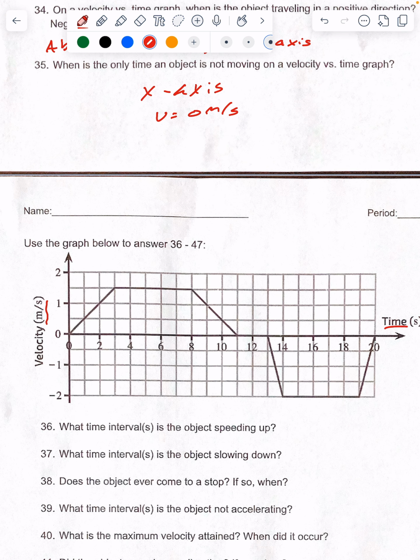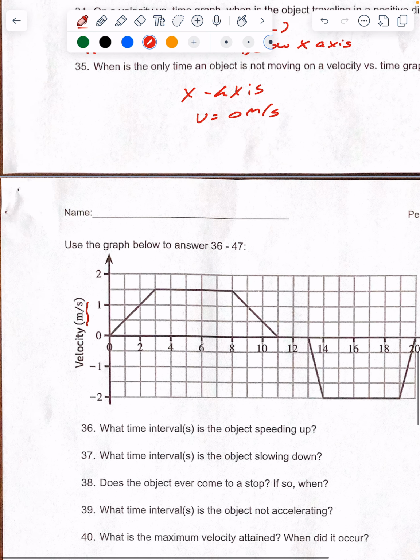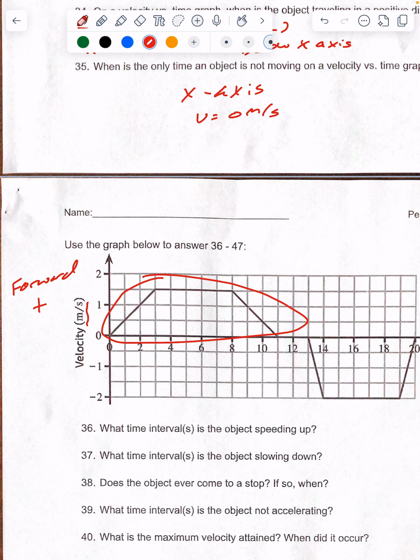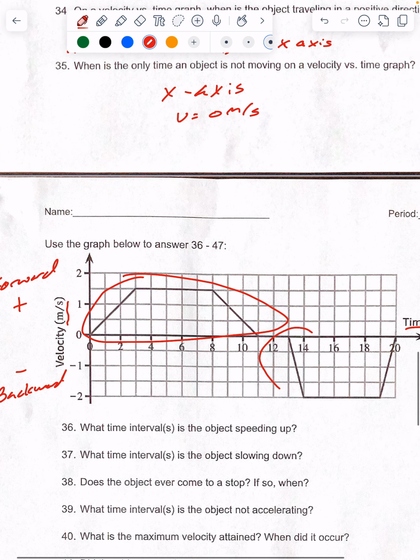Okay, so in my class, I like to ask two things. One, is it going forward or backward? Anytime you are above the x-axis, that means you're going in the positive direction. That means you're going forward. So all of that is going forward. Anytime you're below the x-axis, that means you're going backwards, in the negative direction. That means all of this is going backwards.